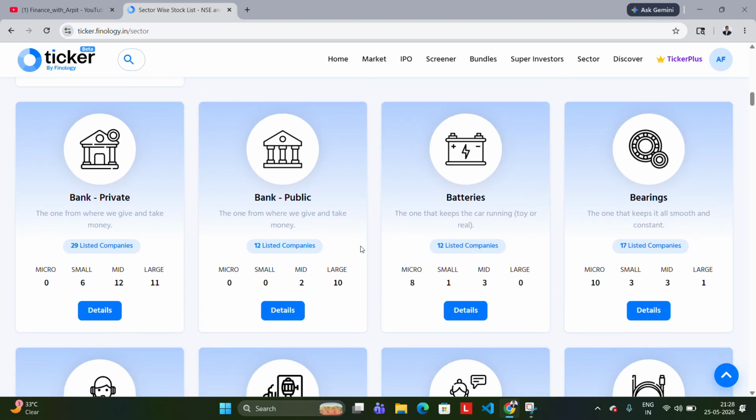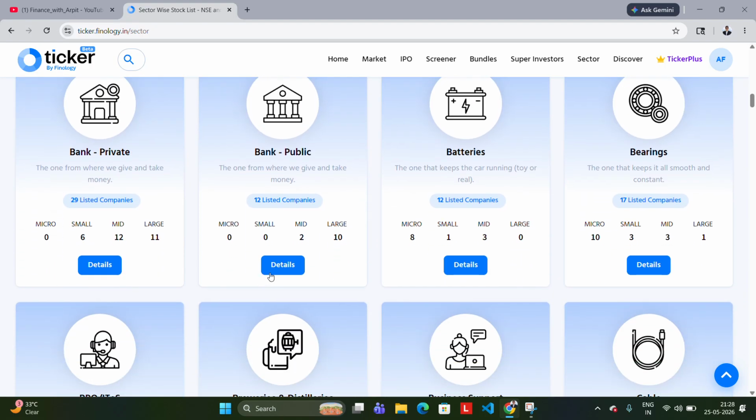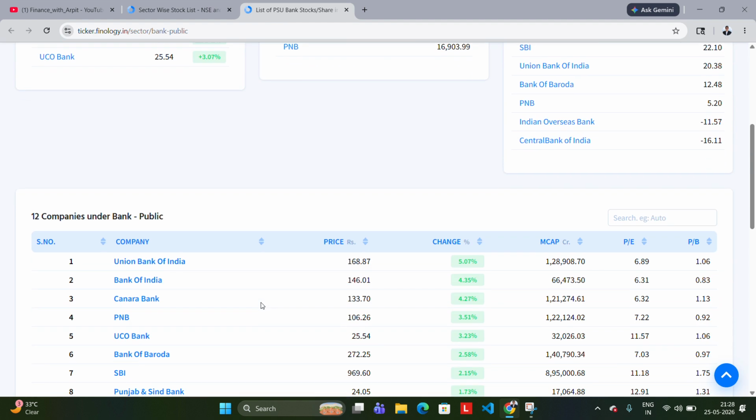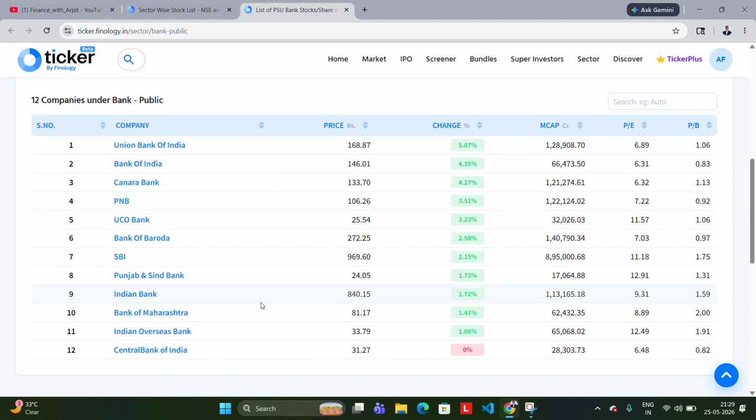Let's see some other sectors also. Like banks, generally we see the index also, Bank Nifty. So let's go for some PSU banks. For a bank, the P/E ratio doesn't matter much. Let's see one bank, and I will tell you what to do when analyzing banks.